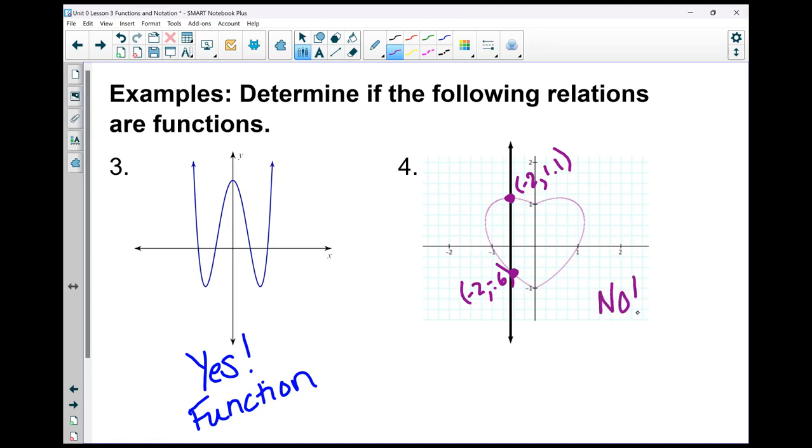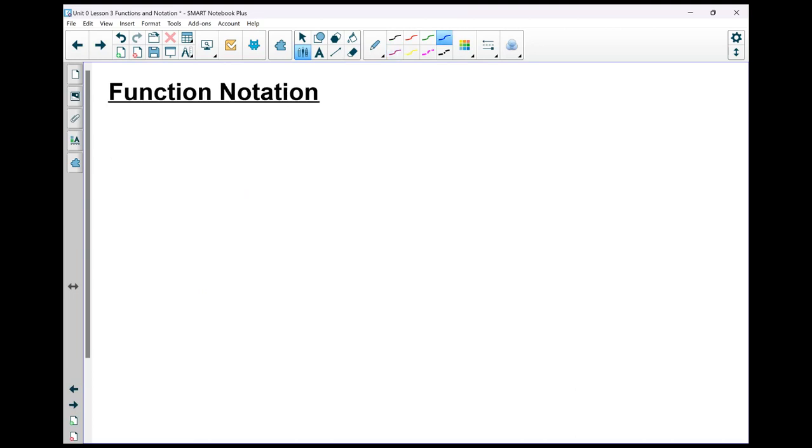No, not a function. You really don't need any evidence. You could just say not a function, fails the vertical line test, and that is totally fine. So when we talk about relations and relations that are functions, we do use function notation.